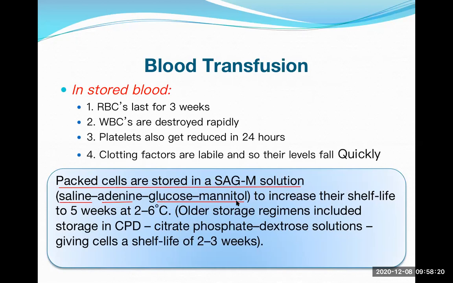So why are packed cells stored with this substance? To increase their shelf life up to 5 weeks, at 2 to 6 degrees centigrade. Now see, if we mix the packed cells with CPD solution, we can store them for only 3 weeks. But once we have added this SAGM solution, we can extend their life to 5 weeks. So this is a great advantage of 2 weeks. And that's why these days SAGM solution is commonly added to the sacs of blood which are stored in the blood bank.